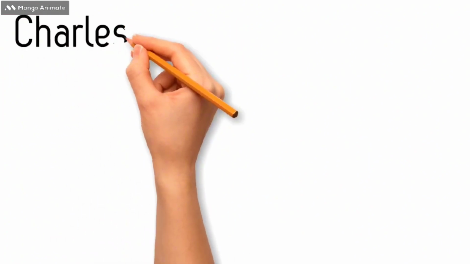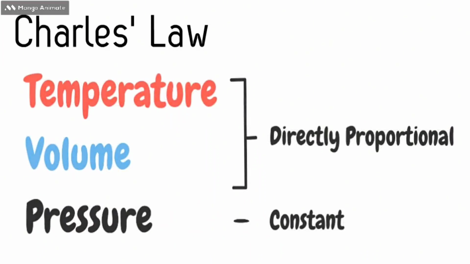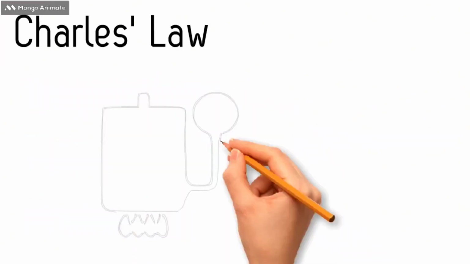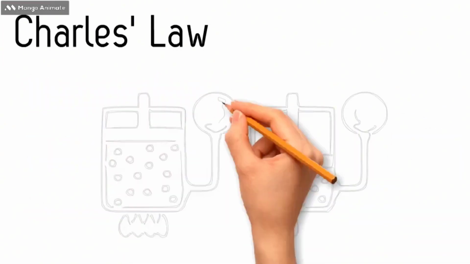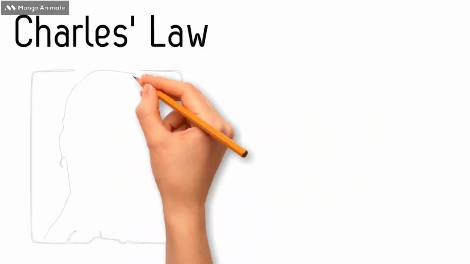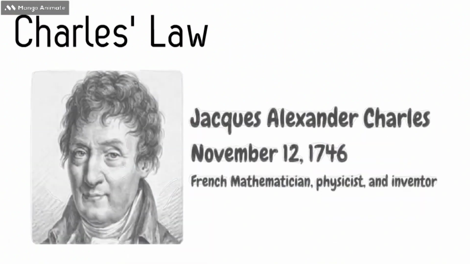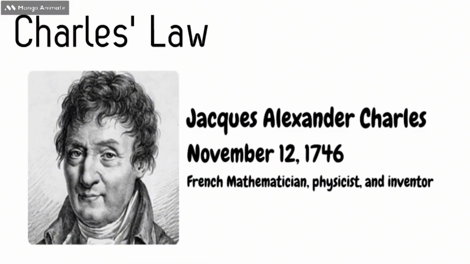In this law, temperature and volume are directly proportional and the pressure remains constant. When temperature increases, the gas particles move faster, thus the volume also increases. And if the temperature decreases, the volume also decreases. This was discovered by Jacques Alexandre Charles, a French mathematician, physicist, and inventor who was born on November 12, 1746. He discovered this thermal expansion of gas, known as Charles' law.